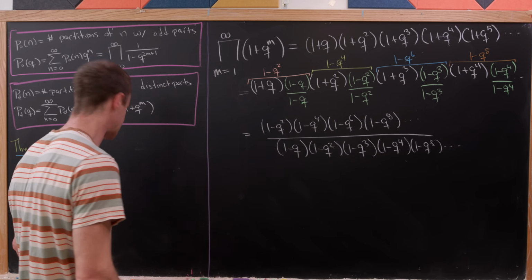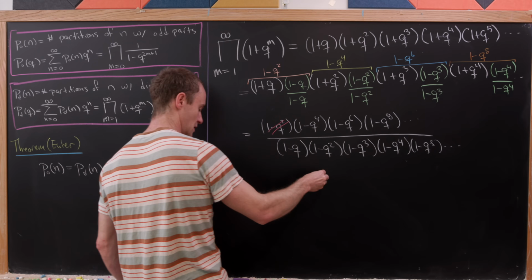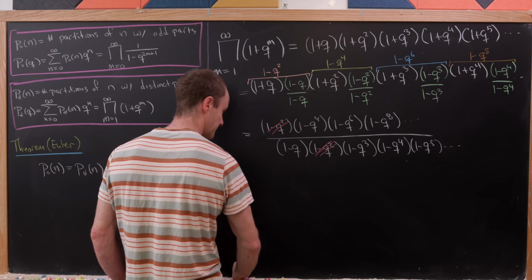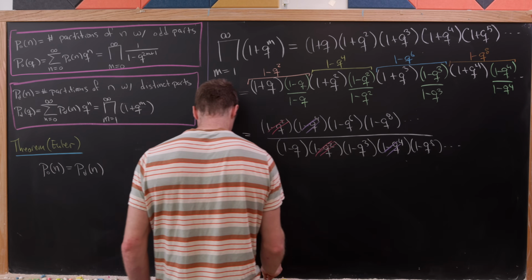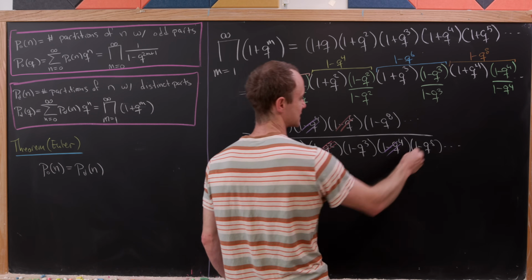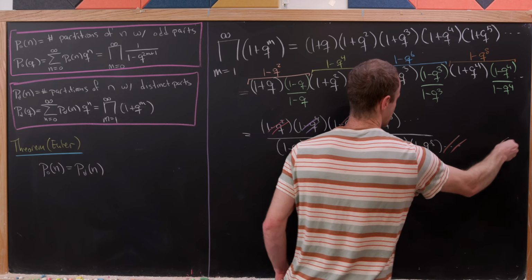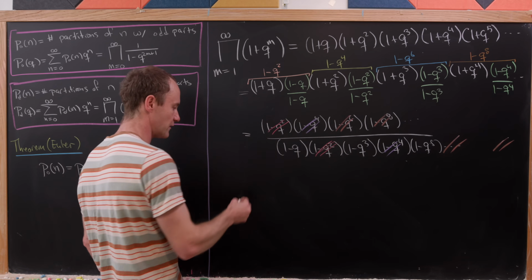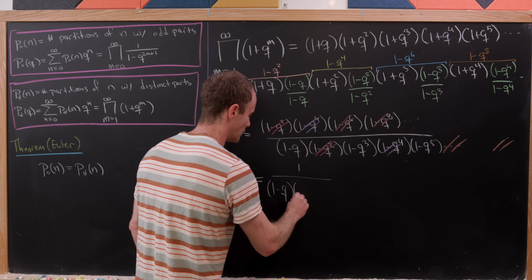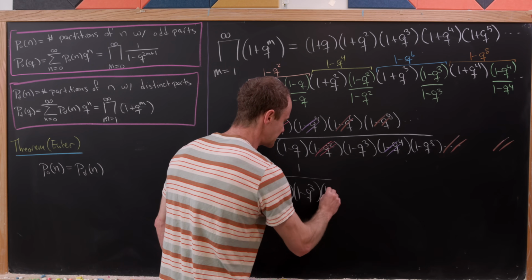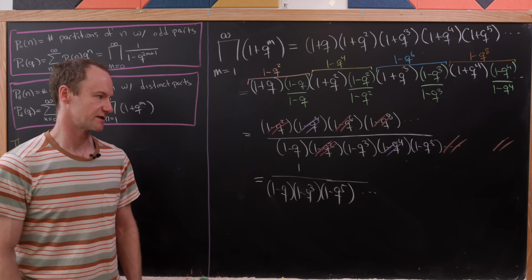But I think you can maybe see what's about to happen. We get some nice cancellation. So this 1 minus q squared will cancel this 1 minus q squared. This 1 minus q to the 4th will cancel this 1 minus q to the 4th. And then this 1 minus q to the 6th will cancel something down the line. Then this 1 minus q to the 8th will cancel something down the line. And well, what's left over? Exactly what we want to be left over, which is 1 minus q to odd numbers in the denominator. So I'll just write the first few out, but we've got this 1 minus q times 1 minus q cubed, and so on and so forth.